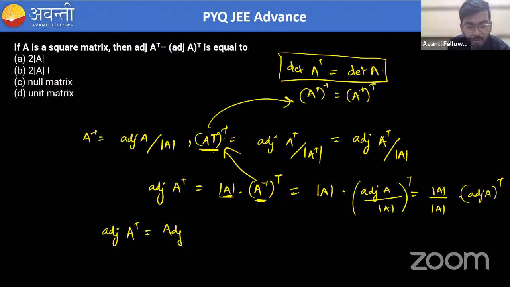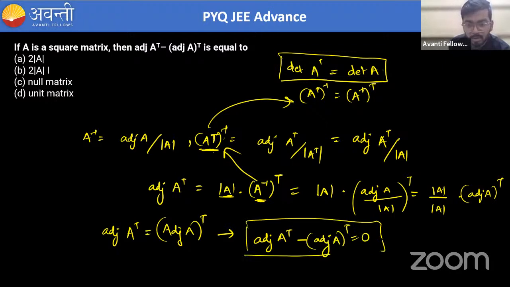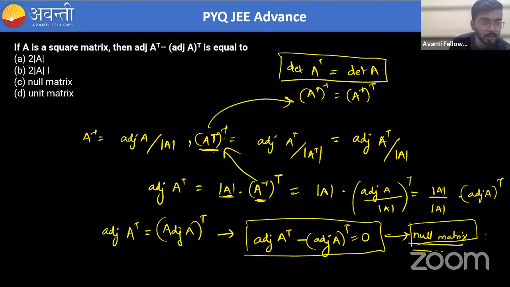adjoint of A whole transpose. So from this you can conclude that adjoint of A transpose minus adjoint of A whole transpose will come out to be 0. And therefore this answer will be null matrix. Yeah. So the answer to this question is null matrix.